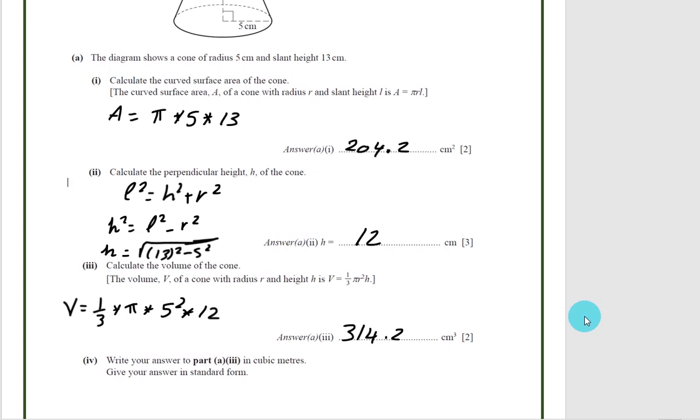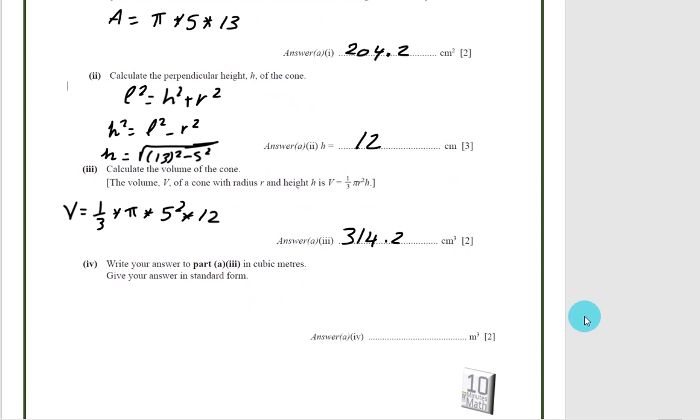Write your answer in part A in cubic meter. Give your answer in the standard form. So this is centimeter cube, and you need to convert into meter cube. So it will be 314.2 multiplied by 1 over 100 cube.